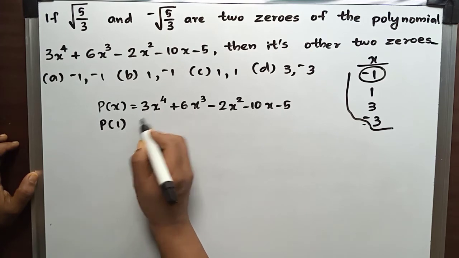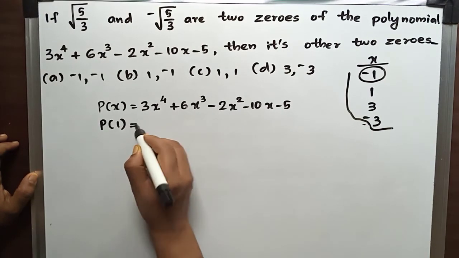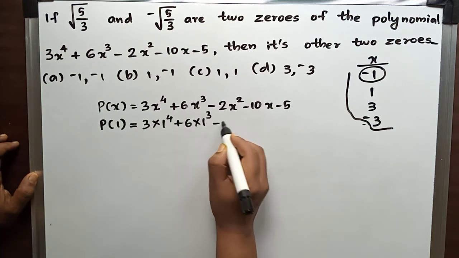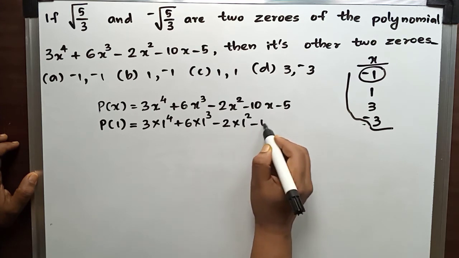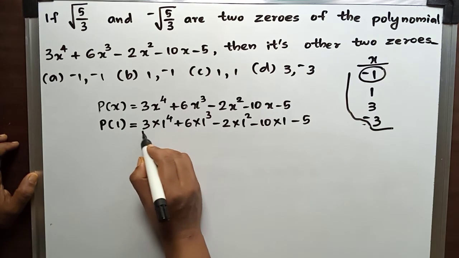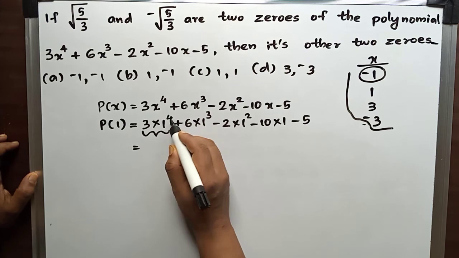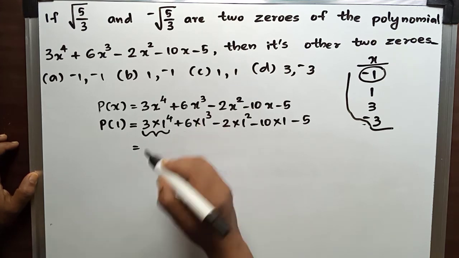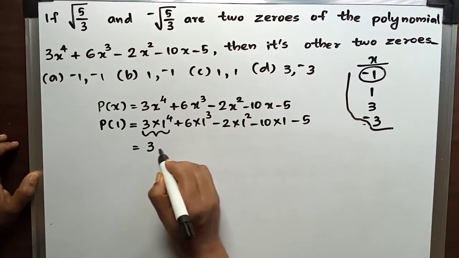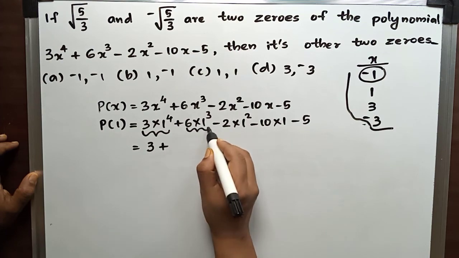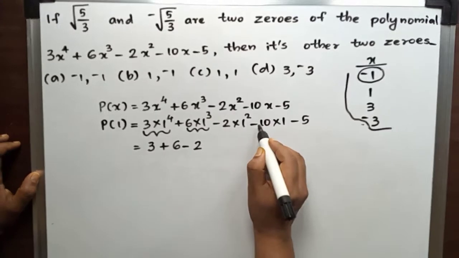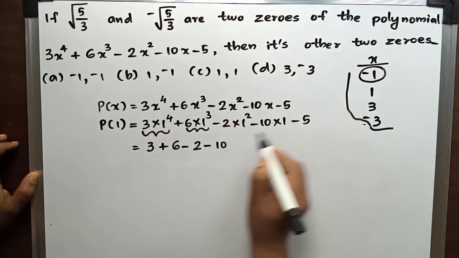See, we have to replace each and every x by 1. 3 into 1 raised to 4 plus 6 into 1 cube minus 2 into 1 square minus 10 into 1 minus 5. Okay. 3 into 1 raised to 4. 1 raised to any power will give you 1. So 3 into 1 raised to 4 means 3 into 1, 3. Plus 6 into 1, 6. Minus 2 into 1, 2. Minus 10 into 1, 10. Minus 5.